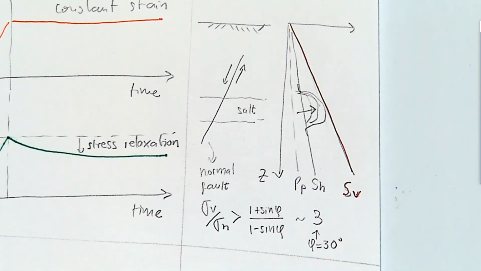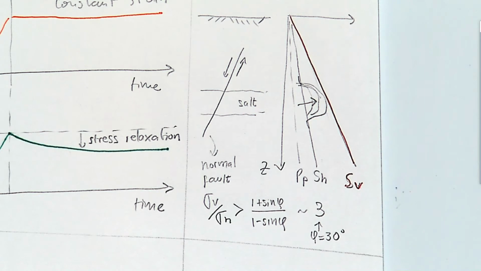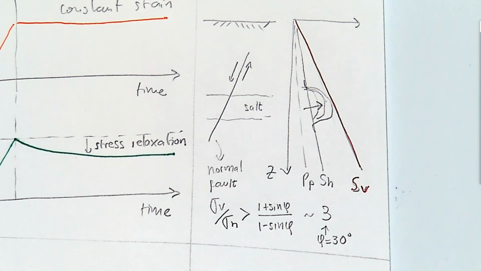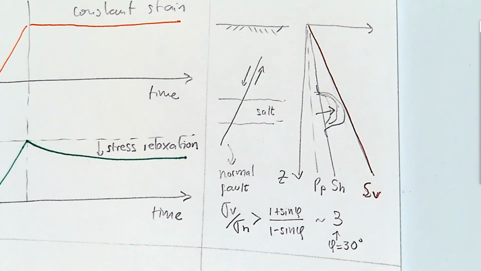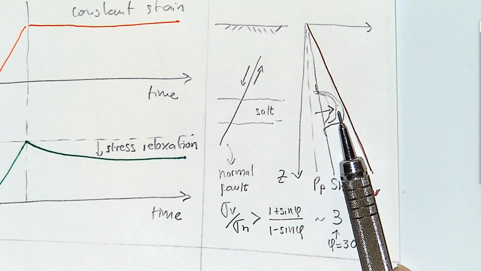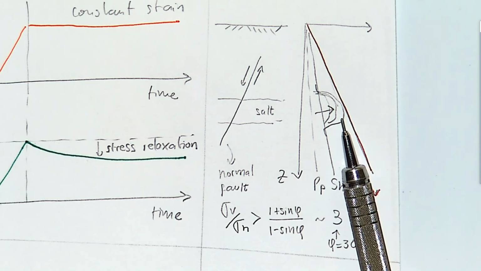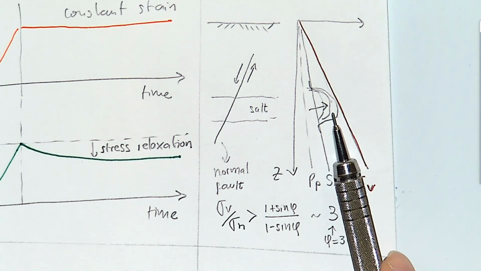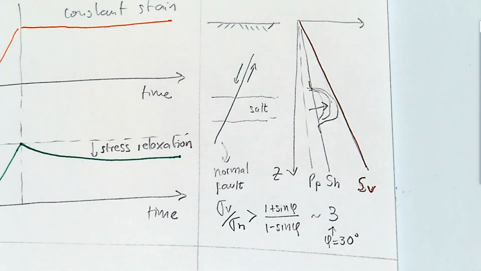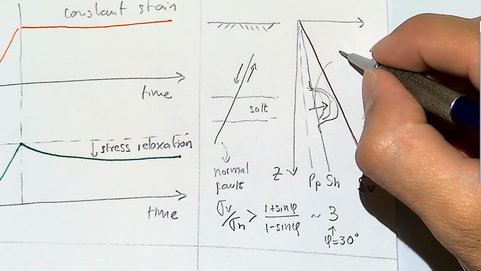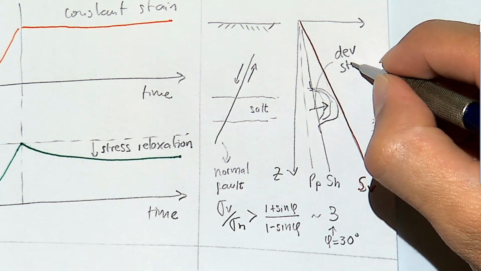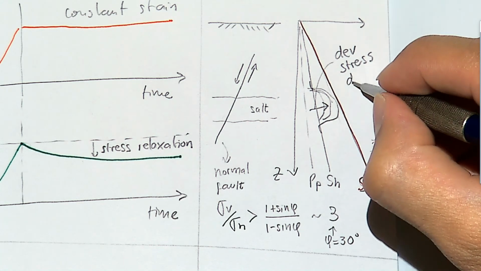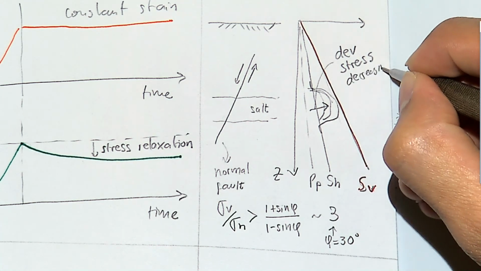It might seem that I'm contradicting myself, telling you that stress is decreasing, but what you should think is that the stress difference, or deviatoric stress, is decreasing. Salt doesn't like the deviatoric stress, and that is what is decreasing with time. So let me write that just to be clear. Deviatoric stress decreasing with time.